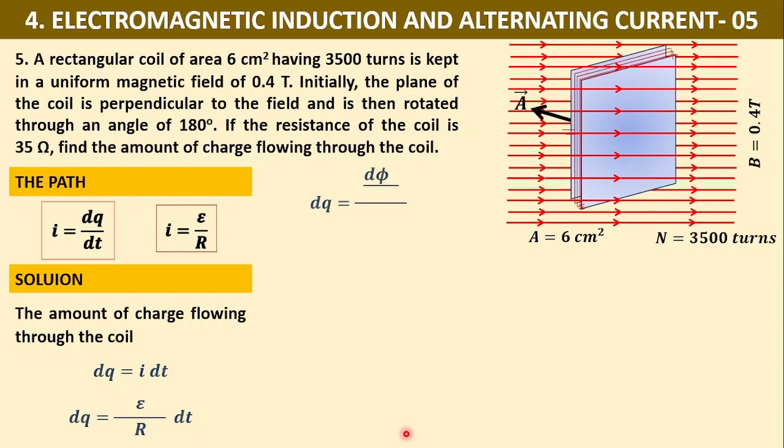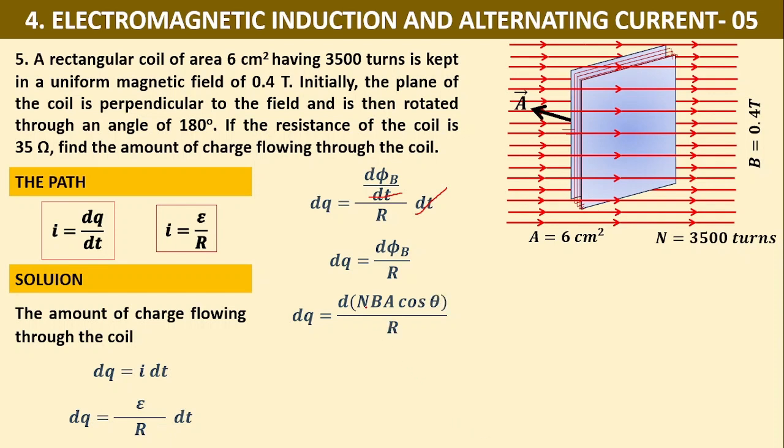So dq equals, instead of epsilon, we write (d phi B by dt) by R into dt. Here the dt terms cancel, and we go further. dq equals d phi B by R, where R is the resistance of the coil. What is the magnetic flux? It is given by the formula NBA cos theta. So dq equals d(NBA cos theta) by R.